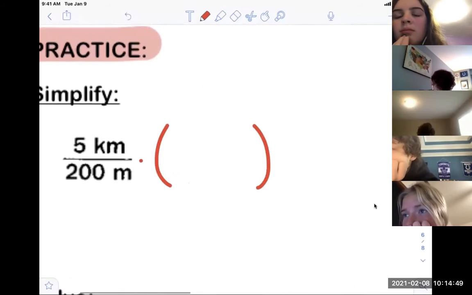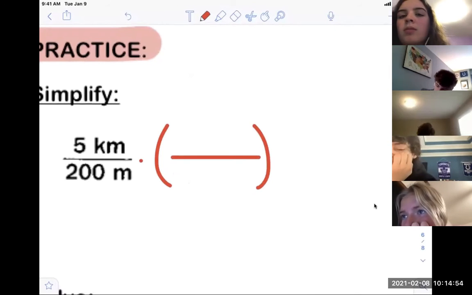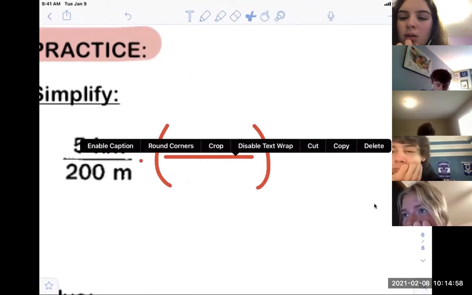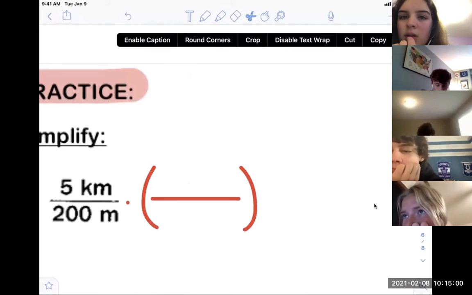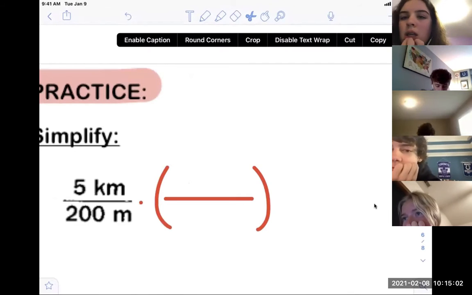So what is the conversion between kilometers and meters? What is the conversion factor? 1,000 meters equals 1 kilometer. 1 kilometer is 1,000 meters. Okay, so that means that we're going to multiply by 1.